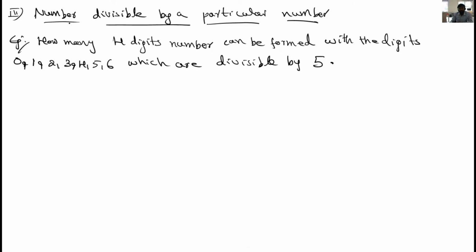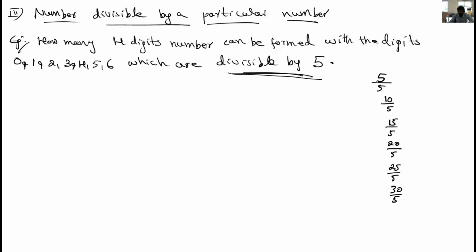See the next type, numbers divisible by a particular number. See the example: how many 4 digit numbers can be formed with the digits 0, 1, 2, 3, 4, 5, 6 which are divisible by 5? The condition is that you need to form a 4 digit number which is divisible by 5. Take any number which is divisible by 5. See, 5 is divisible by 5, 10 is divisible by 5, 15 is divisible by 5, 20 is divisible by 5, 25 as well as 30 are divisible by 5.